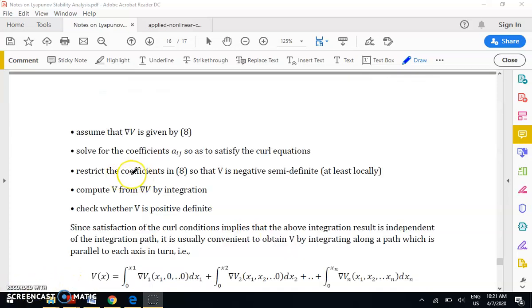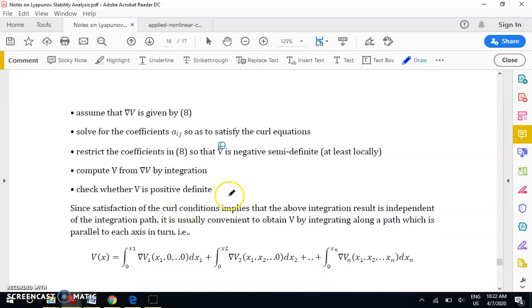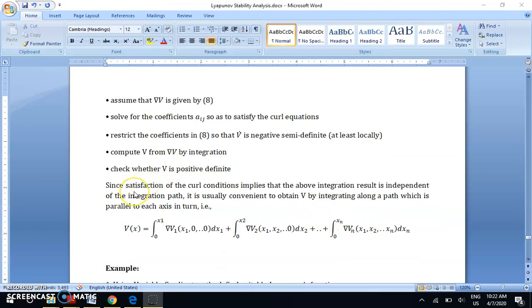Next we choose the coefficients a11 etc. so that v dot is negative semi-definite at least locally, and then we compute v by integrating the gradient of v, and then check whether v is positive definite or not. Now the satisfaction of the curl condition implies that the integration is independent of the path of integration. So v of x is the integral from 0 to x1 of ∇v1 with the rest of the elements 0, integration with respect to x1, and so on.